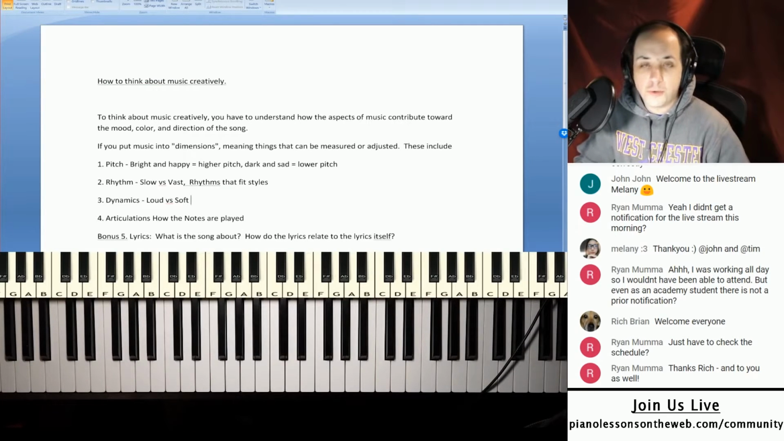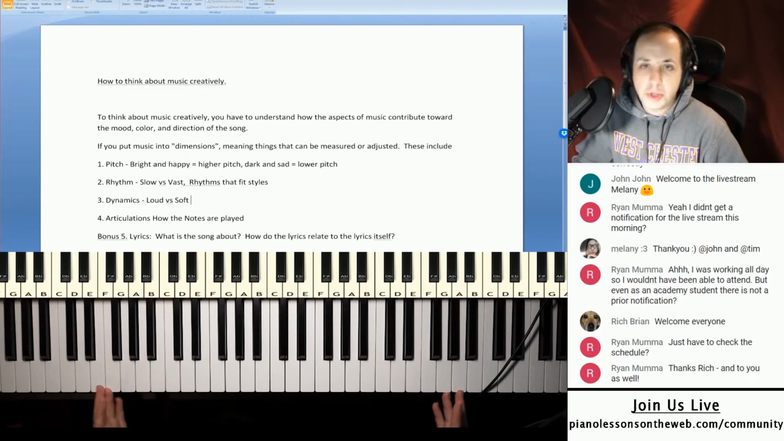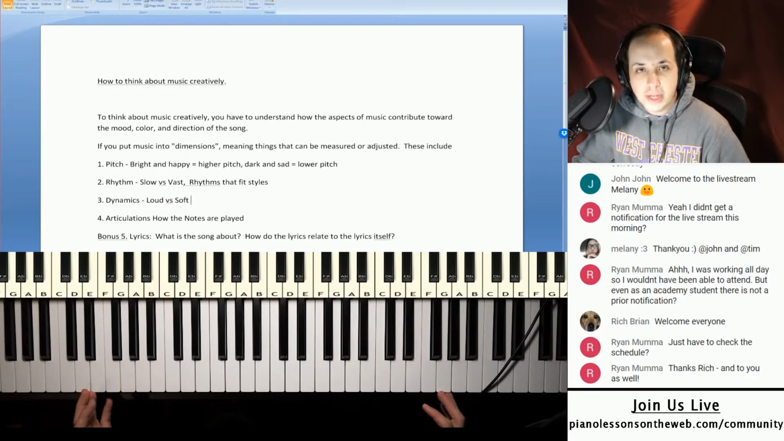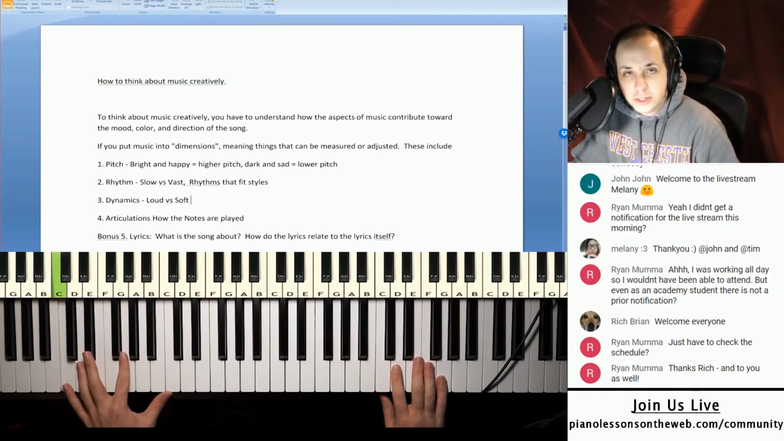The next point is rhythm. You want to think about rhythm in a lot of different ways, and that is, is the song slow or fast? That's probably the biggest way you can think about it. Does it have a really brisk tempo, or is it something that's a little more sluggish?